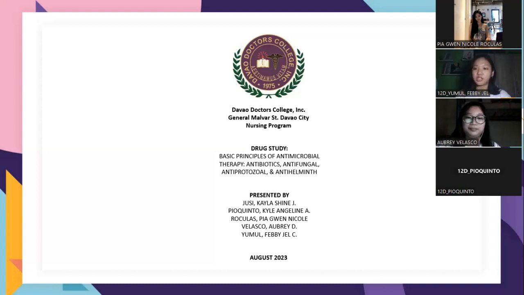mechanisms, indications, and limits. A comprehensive understanding of the basic principles of antimicrobial therapy is essential for healthcare professionals to make informed decisions regarding the selection and administration of various antimicrobial agents. This drug study will delve into the mechanisms of action, indications, contraindications, and potential side effects of antibiotics, antifungal agents, antiprotozoal drugs, and antihelmintics, shedding light on their vital role in managing infectious diseases and improving patient outcomes.